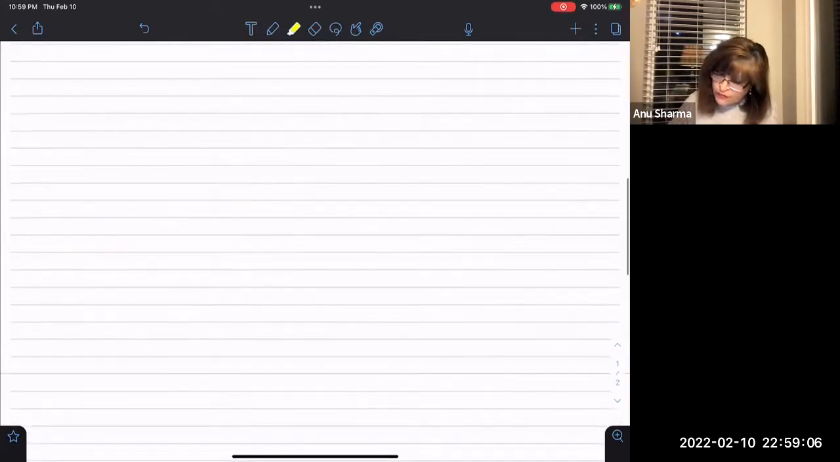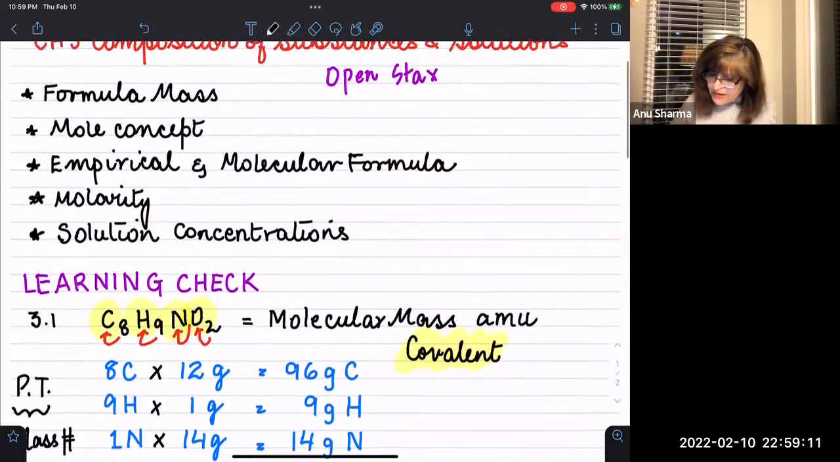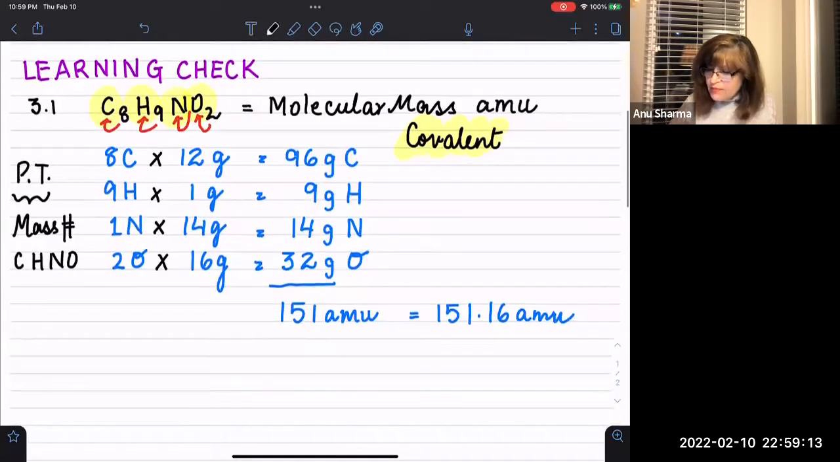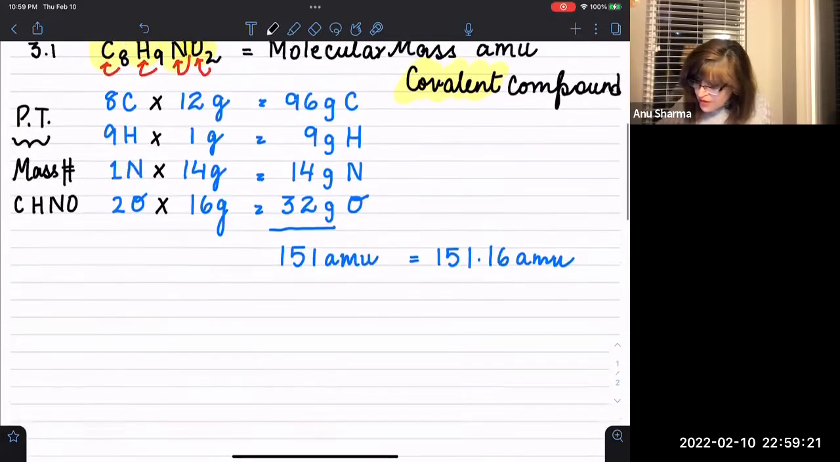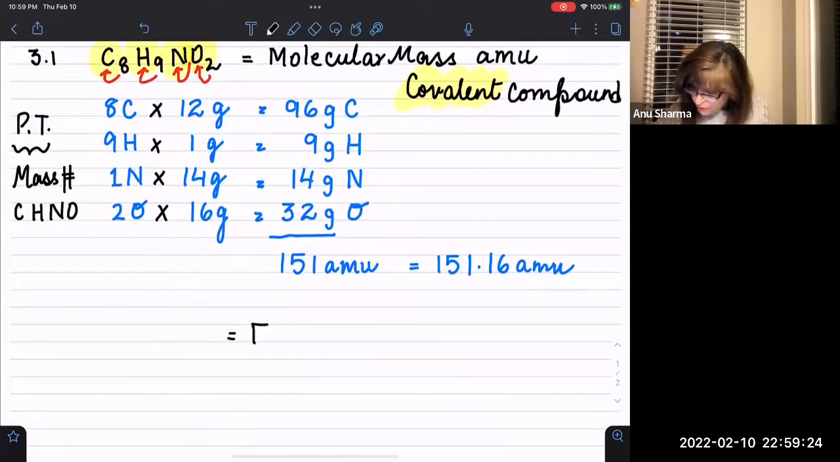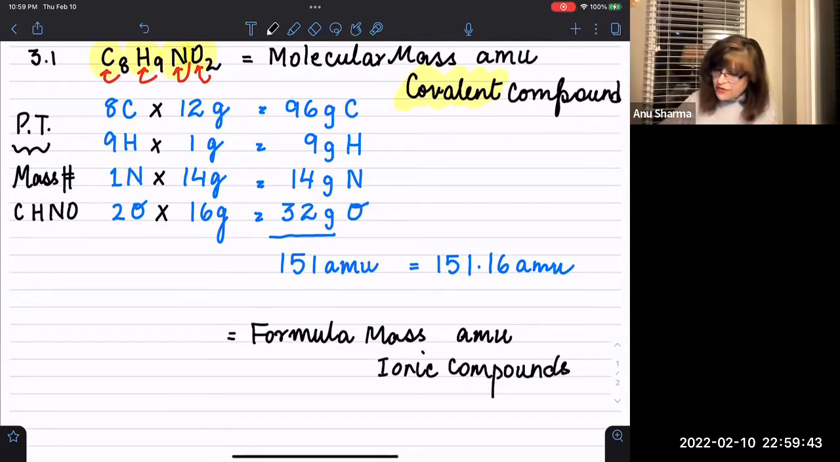Now let's look at the formula mass. Formula mass and molecular mass are more or less the same thing. The difference is that molecular mass we use for covalent compounds, but if the compound is ionic, then we use the formula mass. Let me write this down. Formula mass. Again, that also is in AMU, but that applies to ionic compounds. And these ionic compounds are made up of metals and non-metals.